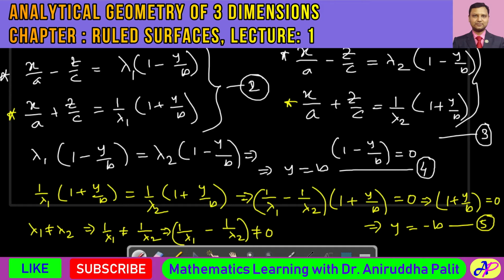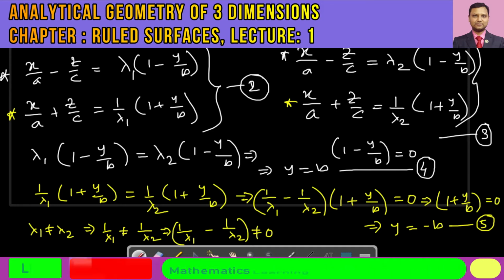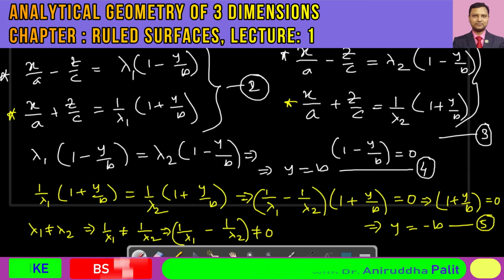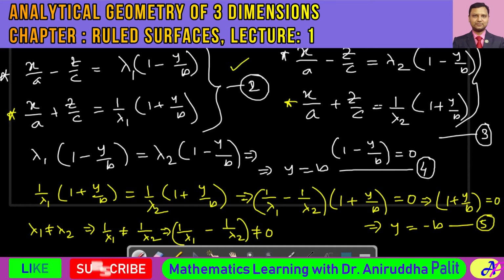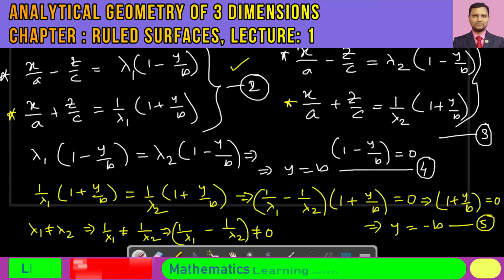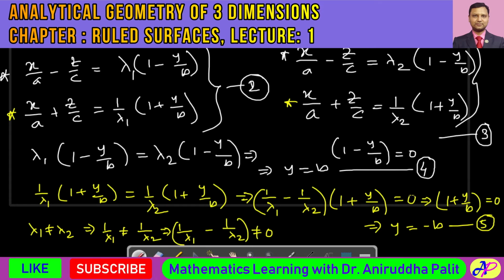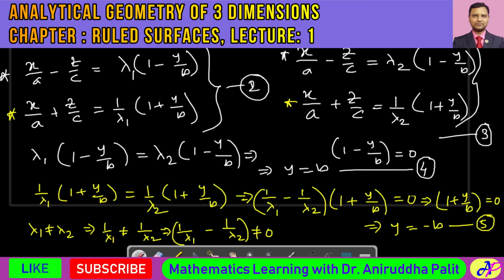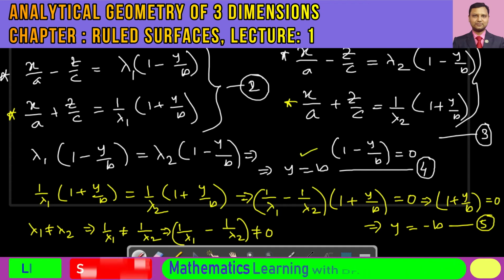Why are we getting this type of opposite result? Because of our wrong assumption. What was our assumption? We were trying to solve equation number 2 and equation number 3 and find whether there is any point of intersection at all. But in doing this, we get a contradictory result.